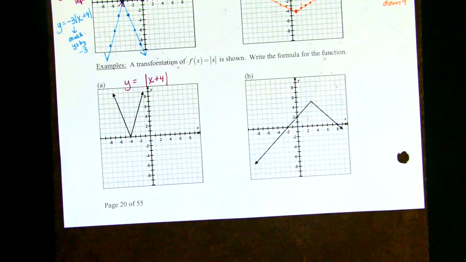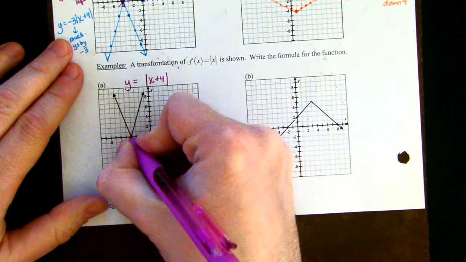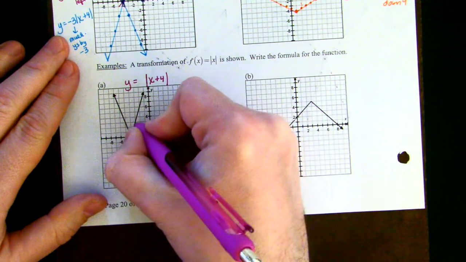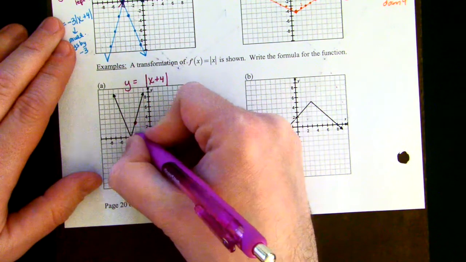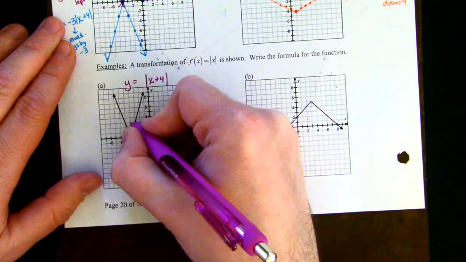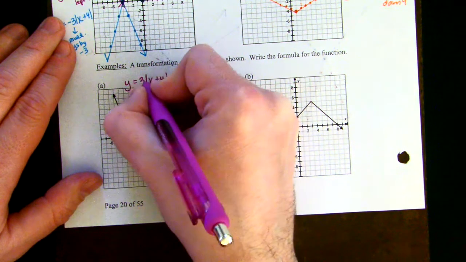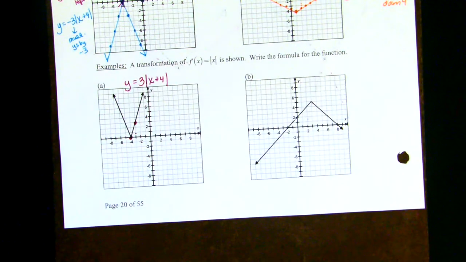However, there is a vertical stretch here. I guess I can use some slope ideas to figure this out. Any thoughts of what number is going to end up out front? Normally I'd go up 1 over 1, but here I'm going up 3 over 1. I'm going to stick a 3 out front. Y equals 3 times the absolute value of x plus 4. That's kind of how I'm going to piece these things together.